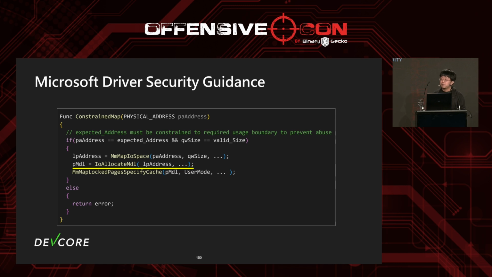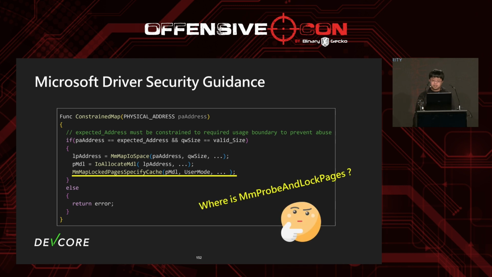Then allocate an MDL for it. After that, call MmMapLockedPagesSpecifyCache to map a physical address to a virtual address. Now, you might notice something strange here. Where is MmProbeAndLockPages?